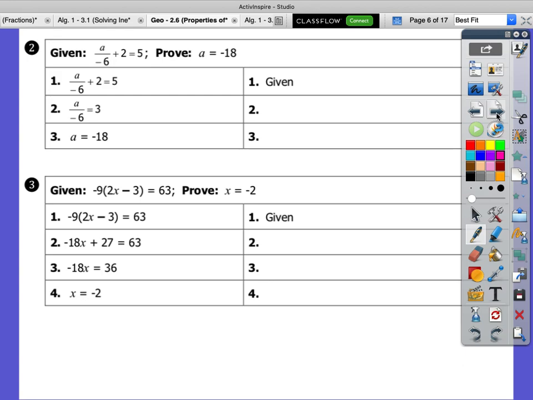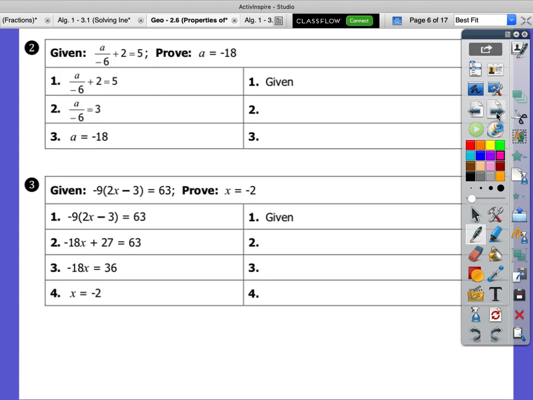So the first statement, we don't know this unless we're given it. We're not just going to come up with some random equation. So we were given that. Then, how do we go from step 1 to step 2? How do we get here? What changed? We subtracted 2 from both sides, right? This got subtracted by 2, it's not there anymore, it became 0. And 5 got subtracted by 2 to get to 3.